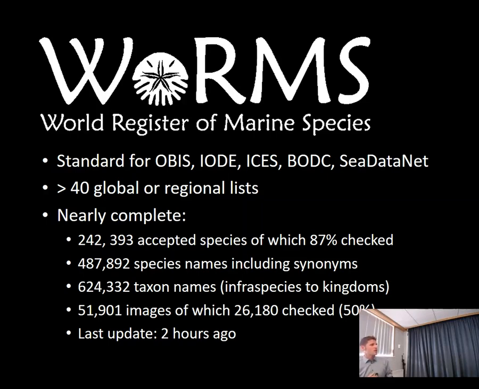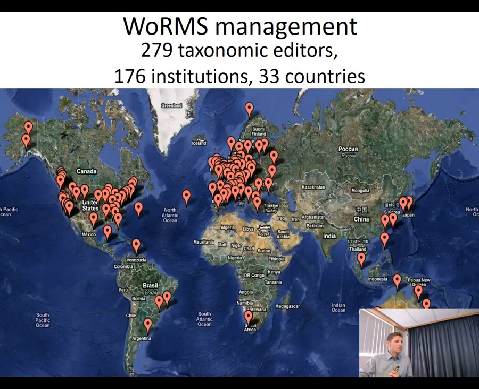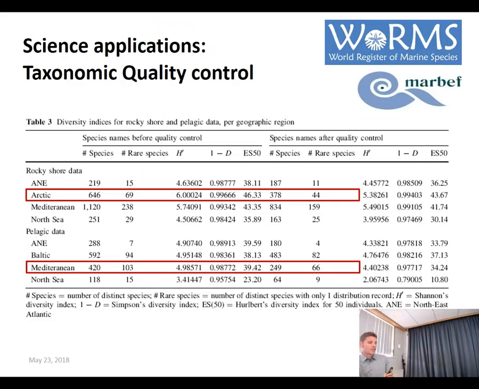624,000 taxon names, a lot of images, and it's constantly being updated into this data platform. So at the moment we have a community of 279 taxonomic editors, which grew out of these ERMS editors, but became global in scope, from 176 institutions working together. And how it's being used, there are a lot of applications of the database.